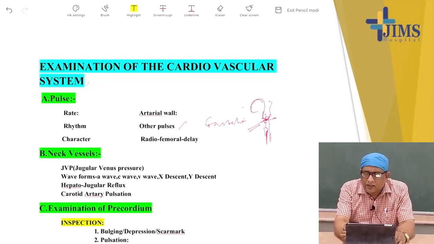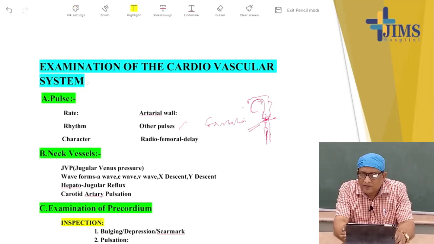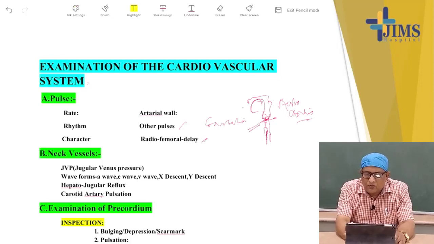Similarly, another condition involves the arch of the aorta. There may be some inflammation, aortoarteritis, and some of the pulses may be absent. The radial pulse may be absent in one hand, but in the other hand it is okay. So it is called aortoarteritis. These are vascular conditions. So we have to see the rate, rhythm, character, arterial wall, and comparison with other pulses, and any radiofemoral delay.